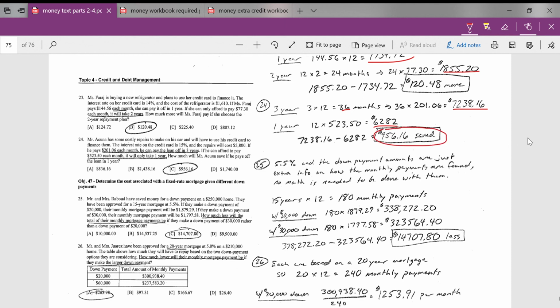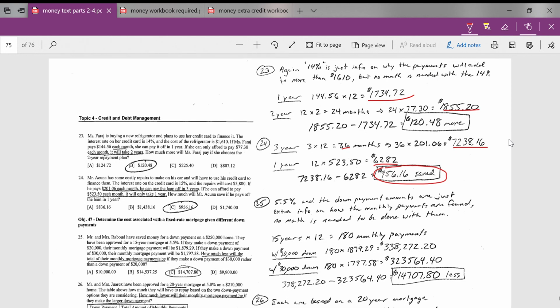So I know I went over those last two super quick, but it's the same steps, same type of problems. If you do have questions on them, let me know if you see anything different in there. But basically, you're finding the cost of two different situations and comparing them. So if you have any questions, let me know.